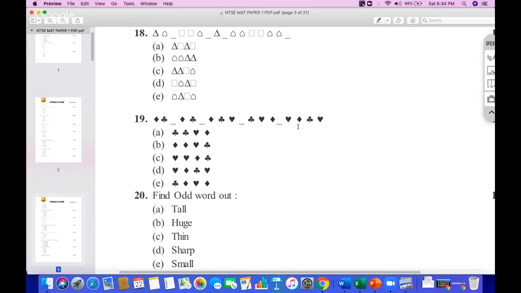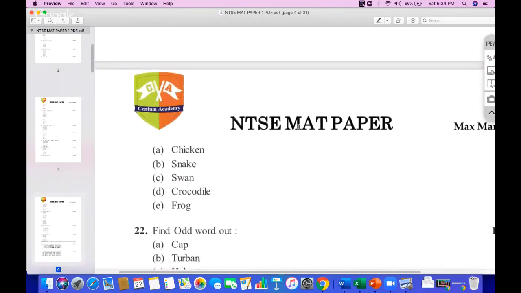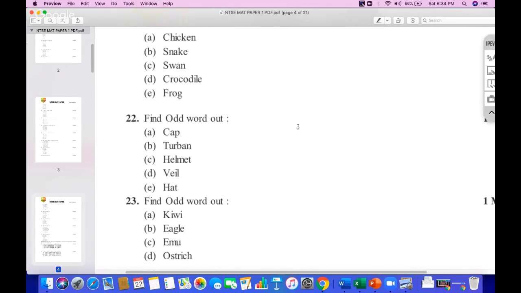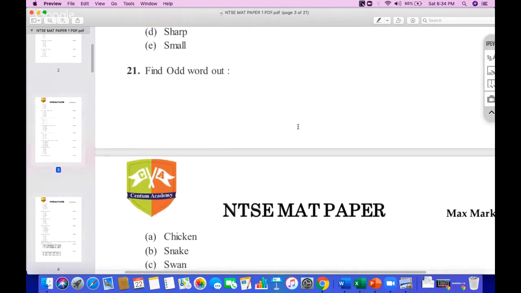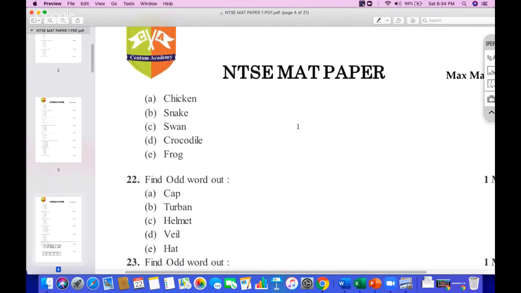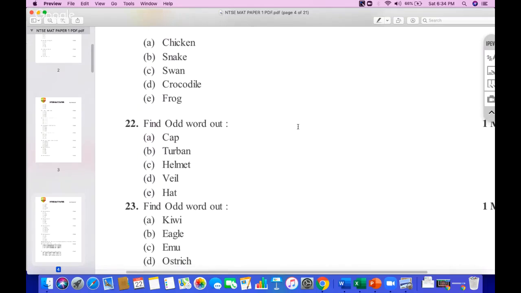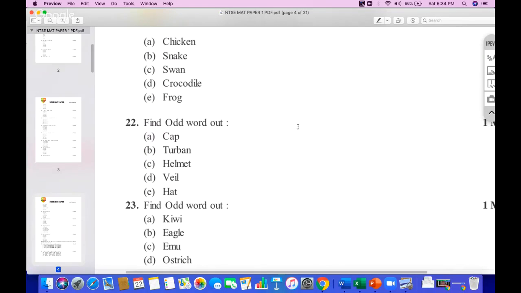Now let me move to question number, solve 21 and 22 and 23, and you have to find odd one out. So for 21 also you have to find odd one out. So 21 to 23, find odd one out.